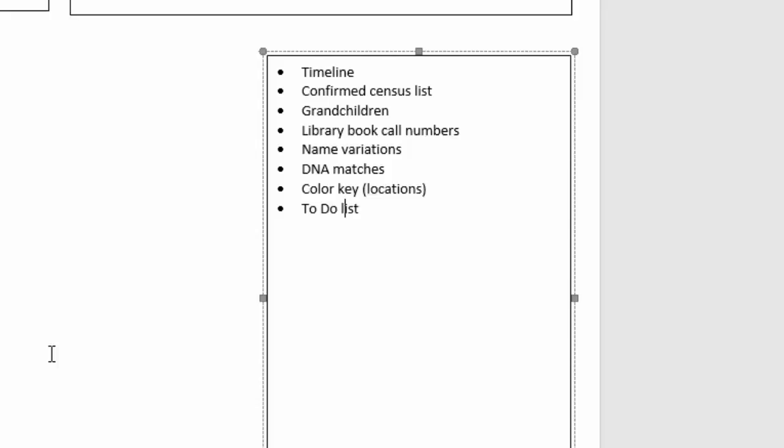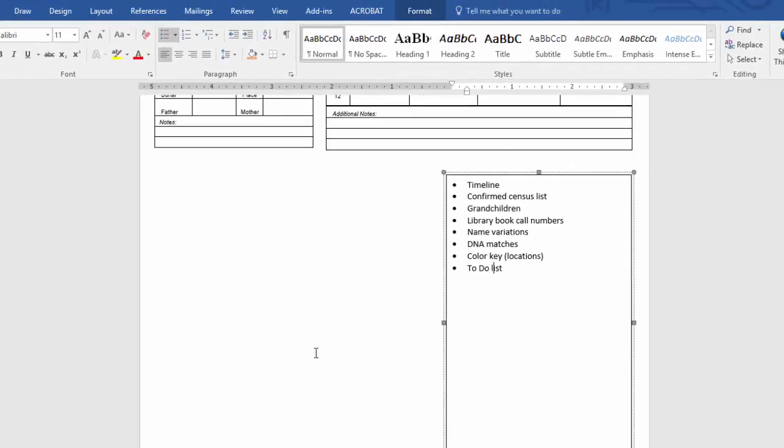Perhaps your ancestor was known by various names. Sometimes it was Charles and sometimes it was Carl. Maybe different ways of spelling the name. If you have a list of DNA matches, you might want to include that. If you've used some color coding in your chart up at the top, you could have your key for your colors, and you can include a to-do list. So we've still got space over here on the left-hand side. We might want to include even more text boxes.